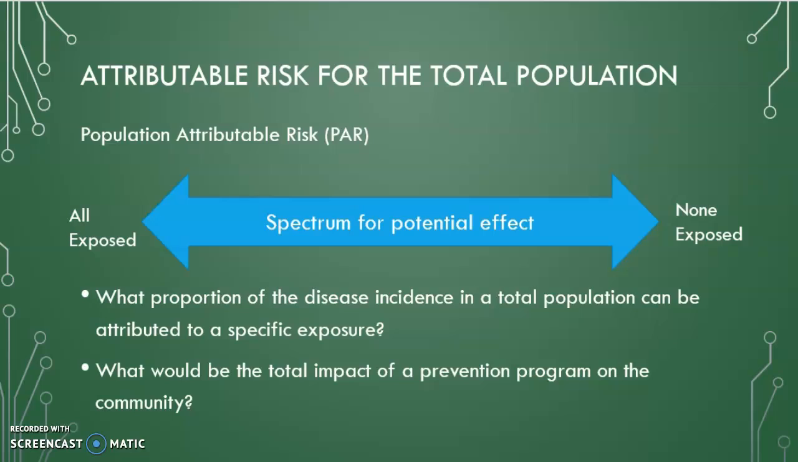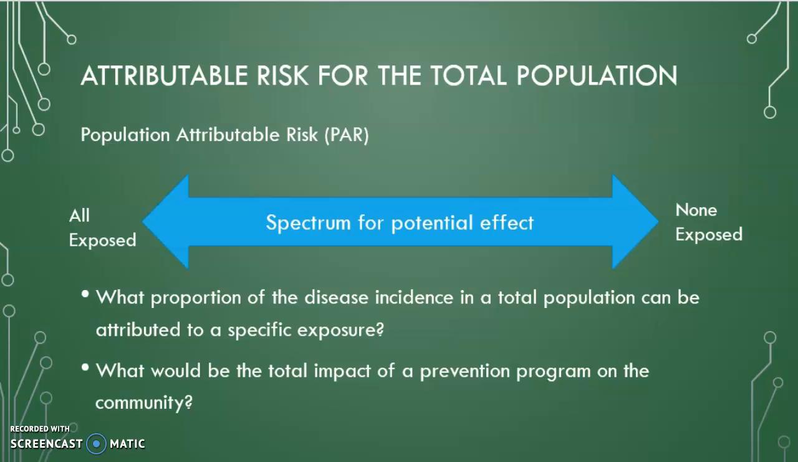On this slide, we'll look at attributable risk for the total population, or the population attributable risk, also known as PAR. So we see here that there's a spectrum for potential effect. And on one end, all people are exposed, and on the other end, no one is exposed.